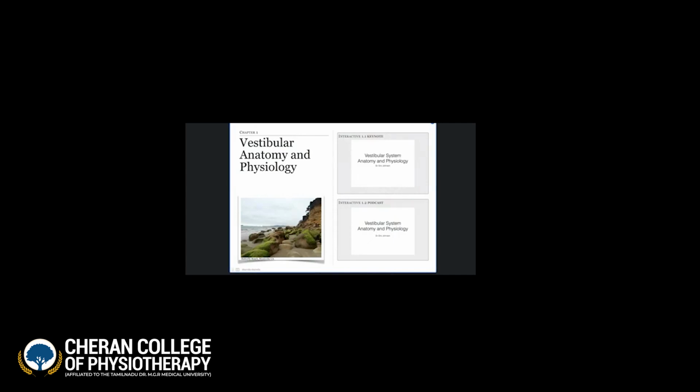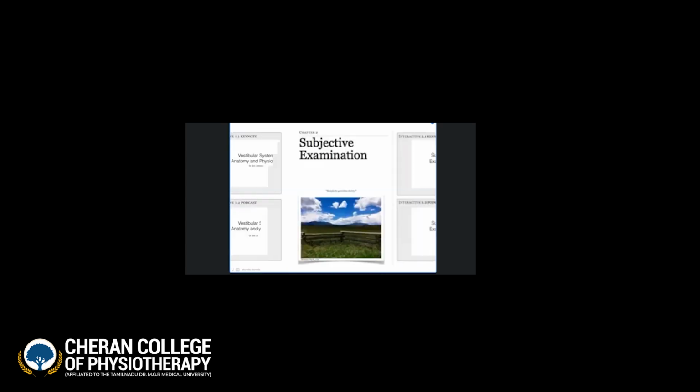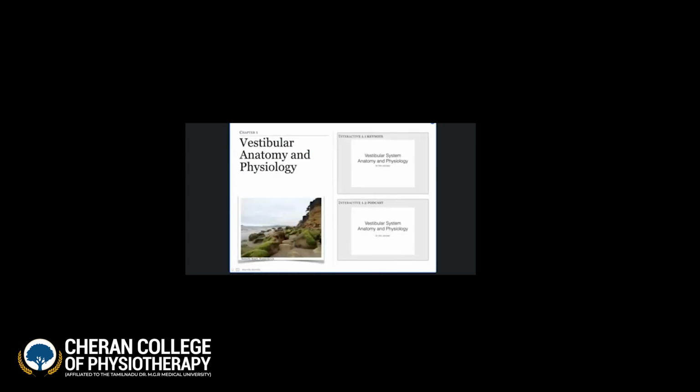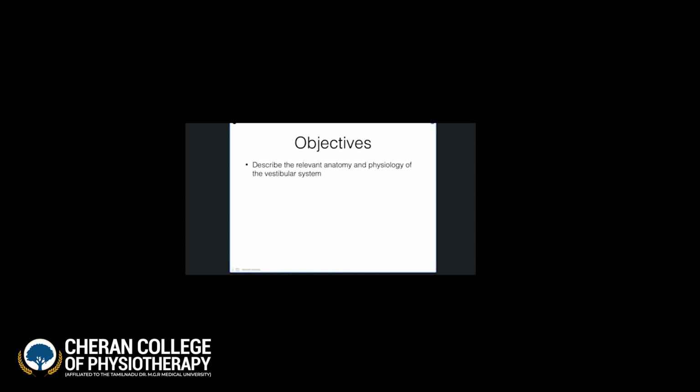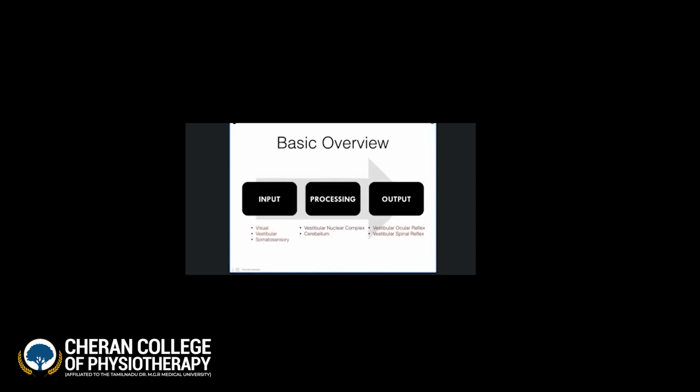So what is the vestibular system anatomy and physiology? Everyone should understand how the vestibular system works. Before starting that, I wanted to go through how the anatomy works. Okay, so this is the basic overview of our vestibular system, how it is working in and out. The vestibular system works with pre-processing, which is input, processing, and output.